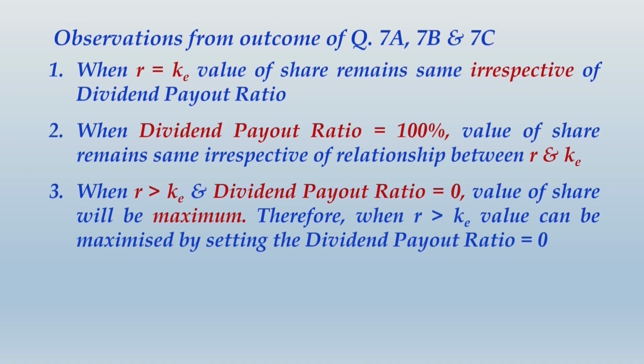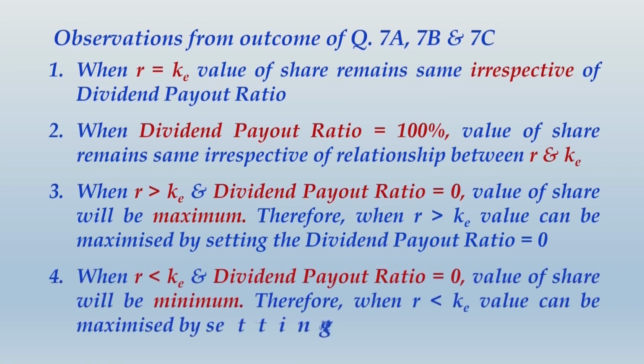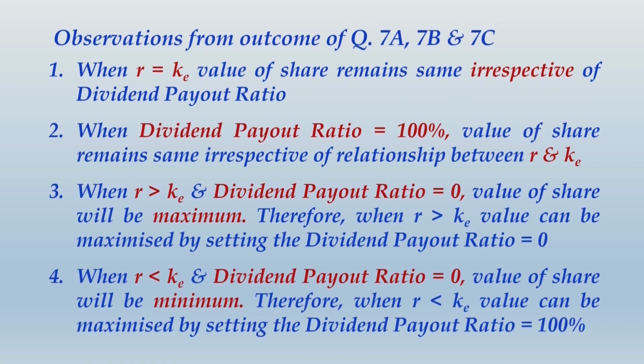Therefore, when R is greater than KE, the value can be maximized by setting the dividend payout ratio equal to 0. Last finding that we have is, when R is less than KE and dividend payout ratio is 0, the value of the share is the lowest, right? But we don't want the value of the share to be lowest. Therefore, when R is less than KE, value can be maximized by setting the dividend payout ratio equal to 100%. So this is the final conclusive summary of Walter's model.